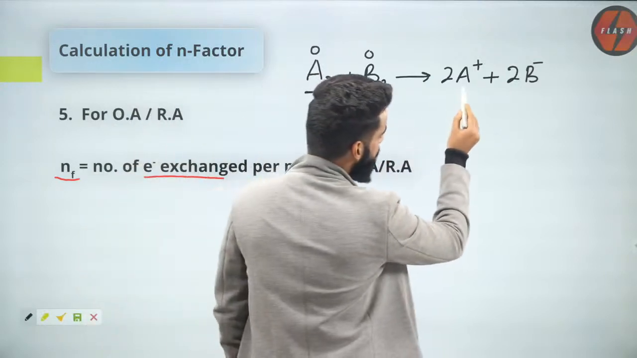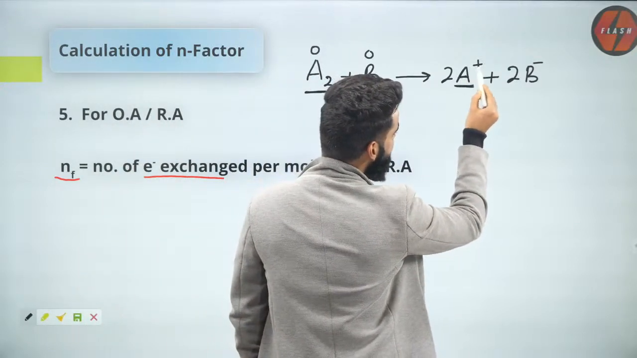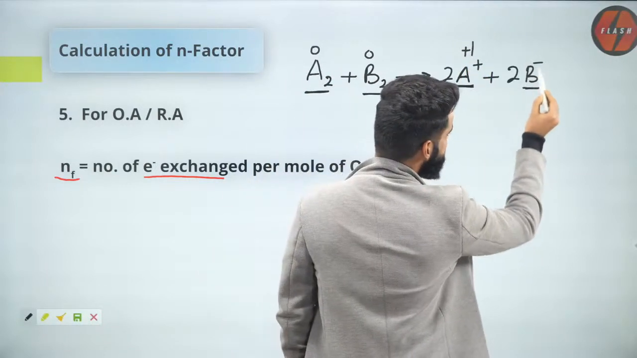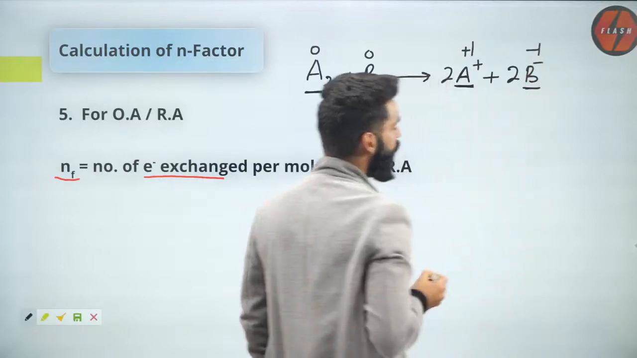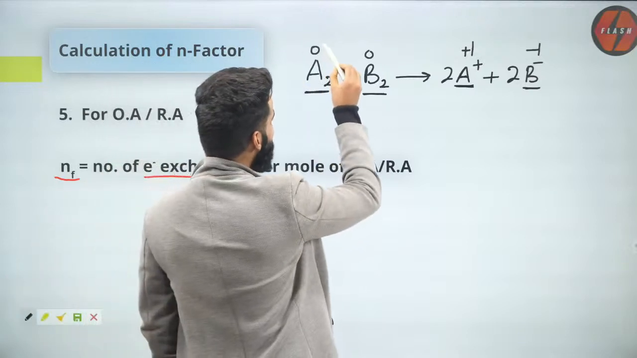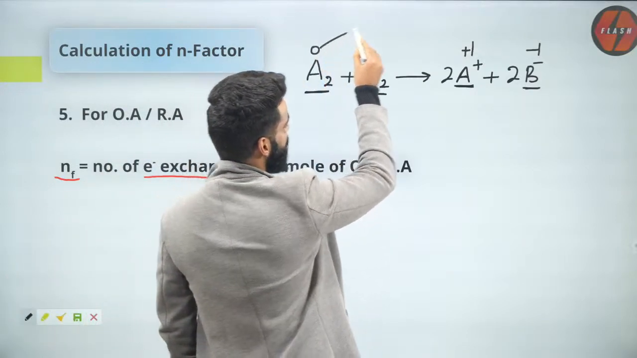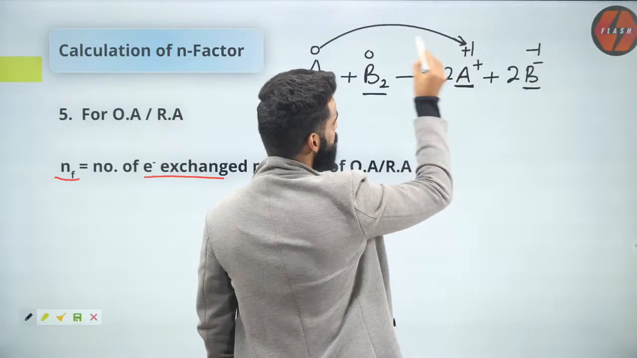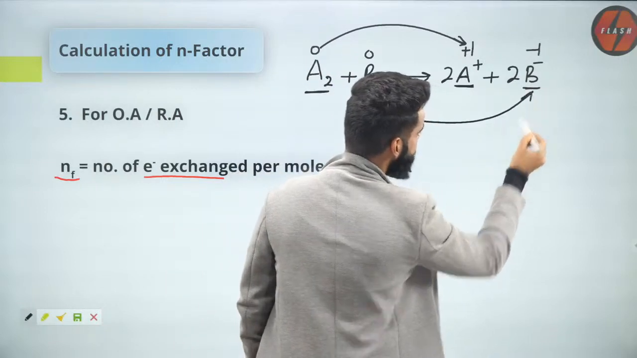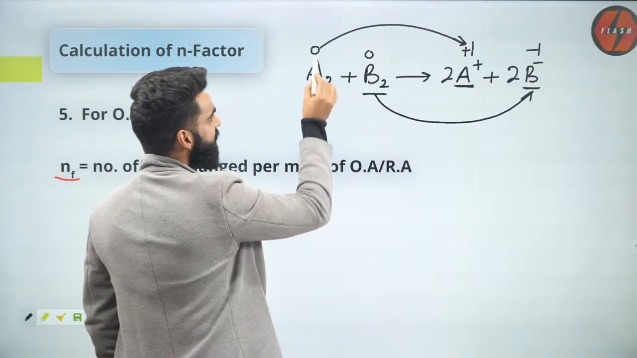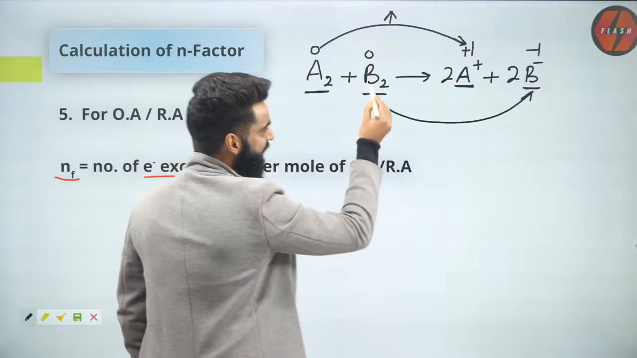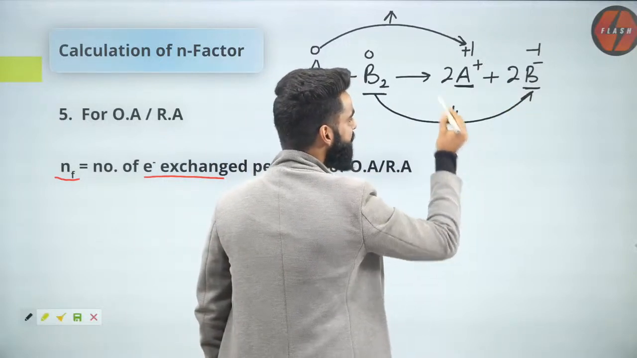Correct? Now people, see. Over here, what is the charge present on A? +1. So +1 is going to be the oxidation state of A. What is the charge present on this B over here? -1. So -1 is going to be the oxidation state of B over here. Correct? Very, very simple. Now people, can I say that A changed its oxidation state from 0 to +1, and B is changing its oxidation state from 0 to -1? Can I say over here the oxidation state of A is increasing, and the oxidation state of B is decreasing?